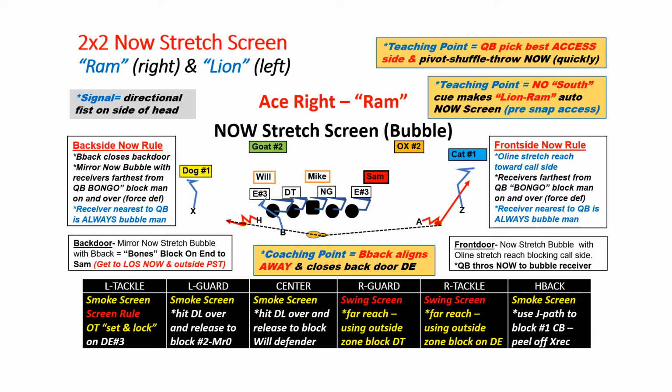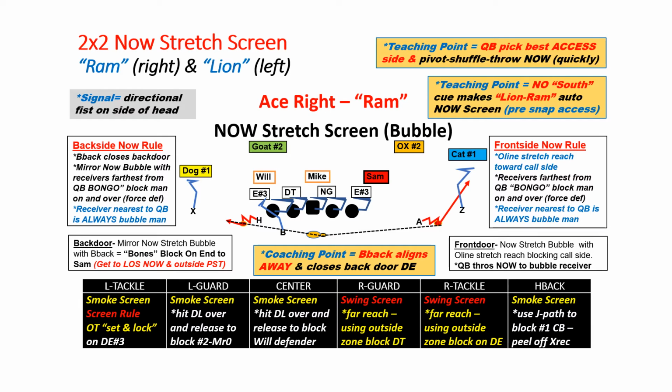So here's our now stretch. This is just classic bubble. If we call Ram to the right, or Lion would be to the left, Ram is going to tell the offensive line they're going to go ahead and Aussie Pro to the right. So they'll just call that Aussie Pro Roger. And what happens with our bubbles, we're going to do this mirrored to both sides, and the bubble receiver always becomes the ones closest to the quarterback.